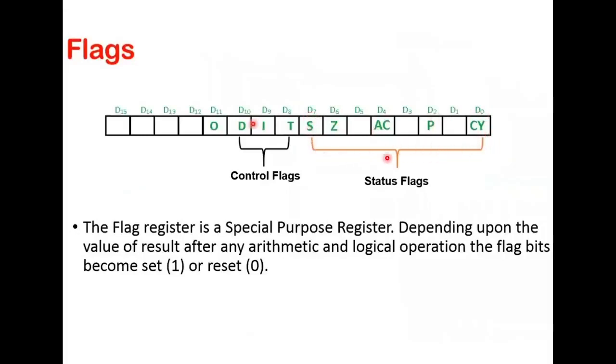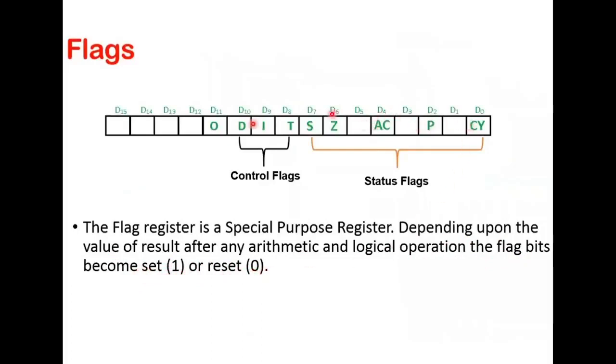These flags are called status flags. And from D8 to D10, these flags we can call control flags. Okay. Flag register is a special purpose register. Depending upon the value of results after the arithmetic and logical operations, the flag register becomes either set or reset. Set means 1, reset means 0.